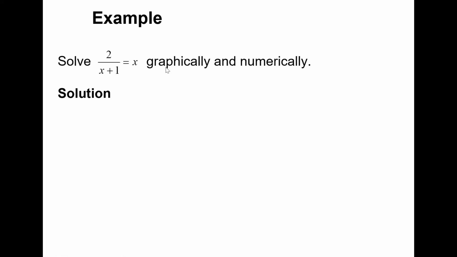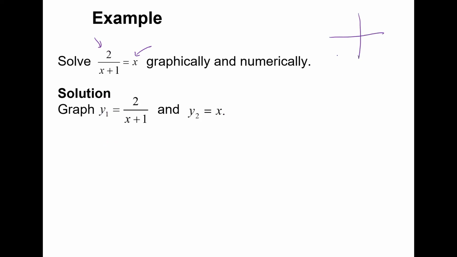All right, so here they want us to solve this graphically and numerically. So let's start with graphically. What we want to do is graph this side and graph this side. The first graph, y1, is equal to 2 over x plus 1, and our second one, y2, is equal to x. So y equals x, that's easy. That's just the line that looks like that.